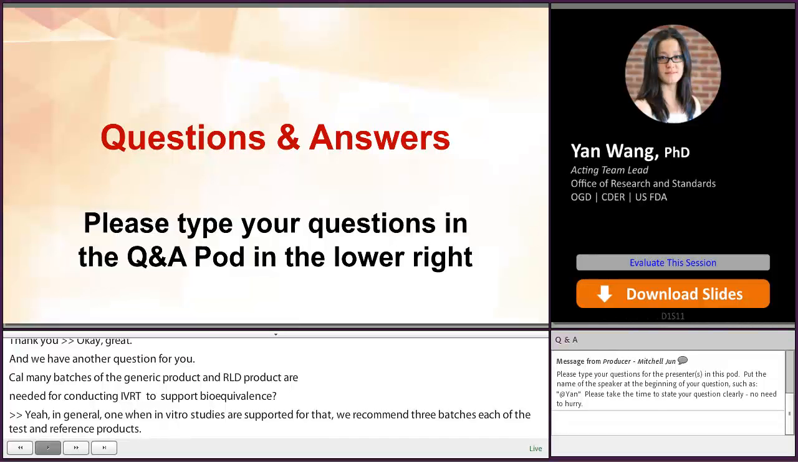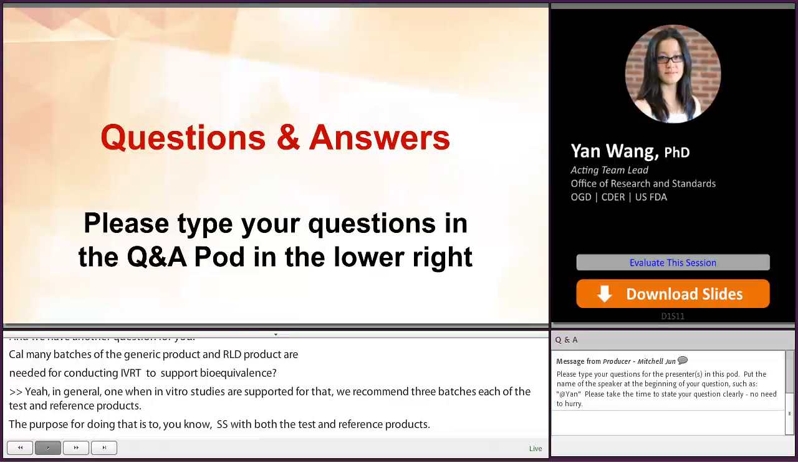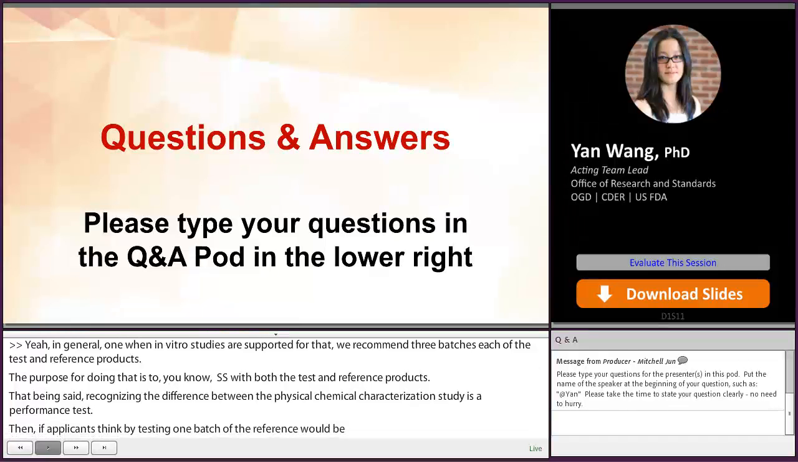The purpose for doing that is to assess the interbatch variabilities associated with both the test and reference products. That being said, recognizing there is a subtle difference between the physical-chemical characterization study versus an IVRT study, which is a performance test, then if applicant thinks by testing 1 batch of the reference, for instance, would be sufficient for establishing drug release between the test and reference, then they should provide sufficient justification. But otherwise, in general, we strongly encourage applicants to study 3 lots just to know better the design space and what are the variations associated with the reference. Thank you.